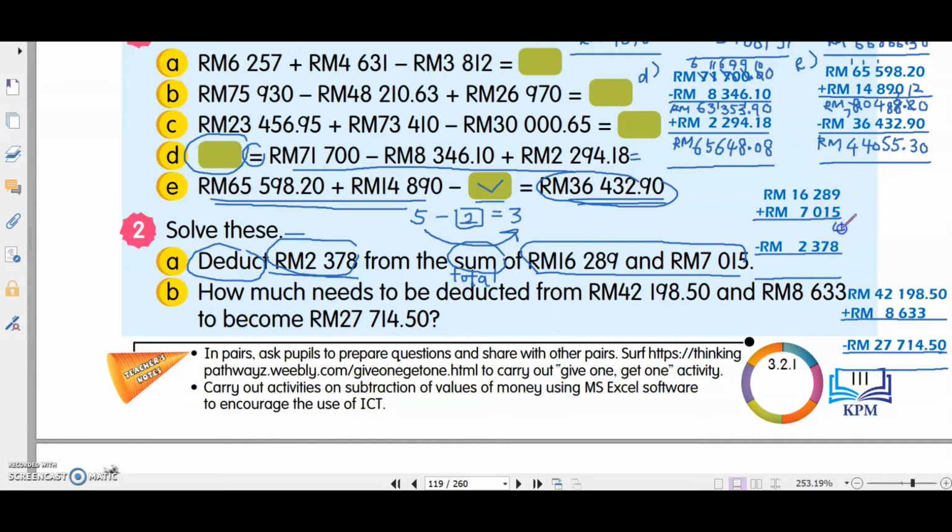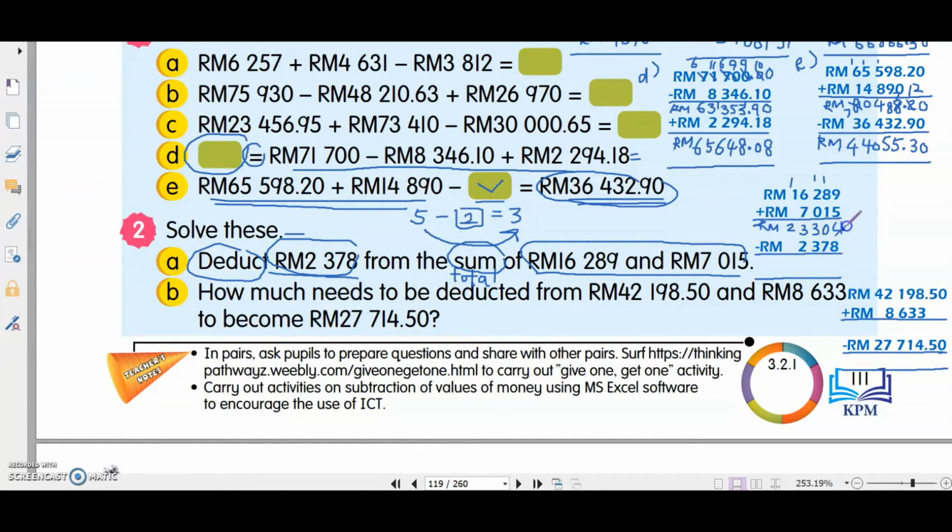9 plus 5, 14. 8 plus 2 is 10. 1 plus 2 is 3. 7 plus 6 is 13. 1 plus 1 is 2. RM. And then you minus.